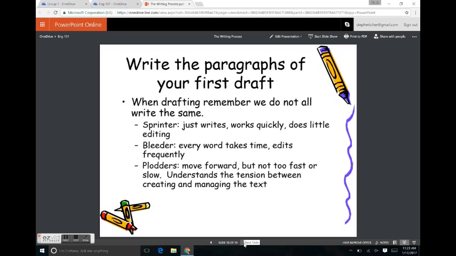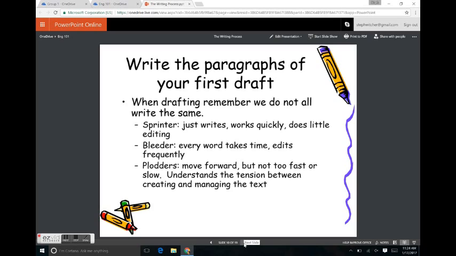Bleeders, you need time. Don't put so much stress on yourself. You cannot be a procrastinator in this class because you have many papers to write, and since it takes you so much time to get the words out, you do not want to procrastinate. That will only stress you out more. And also, bleeders are great editors. So stop being so hard on yourself, bleeders. You're probably doing just fine.